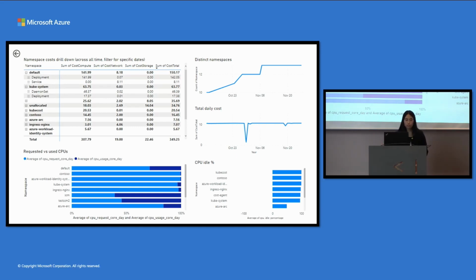I'm looking at requested versus used CPU to see if maybe there's better ways I can set my requests and limits to optimize and bin pack better. And also looking at CPU idle percentages as a quick calculation to see if there are resources that are just sitting there and that can be optimized better.